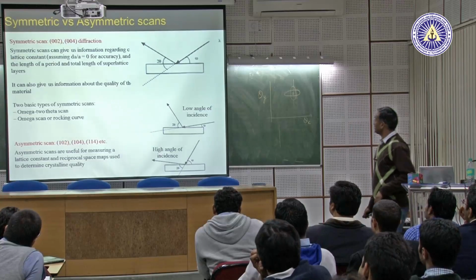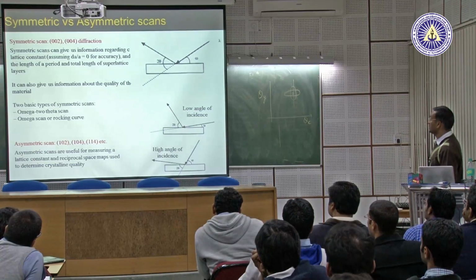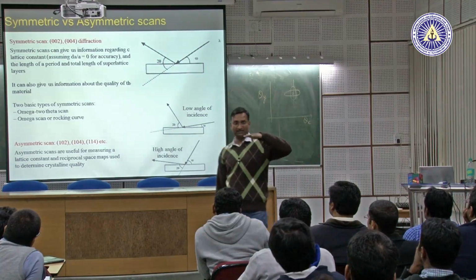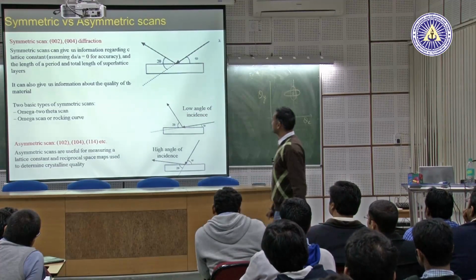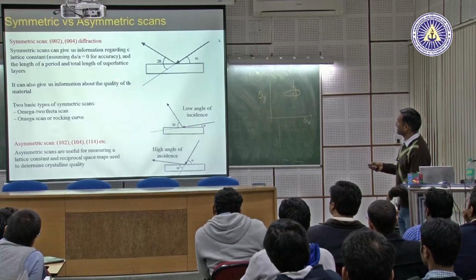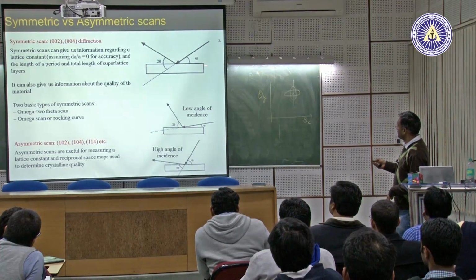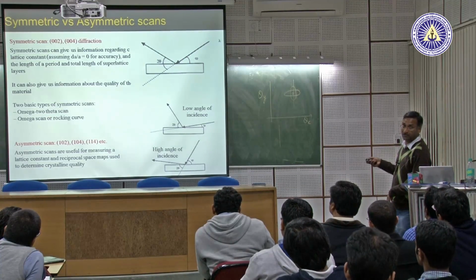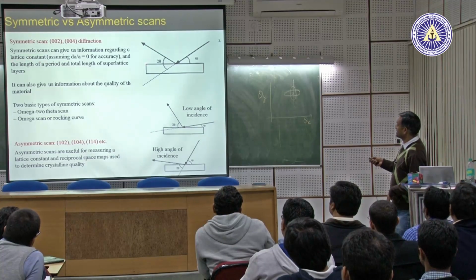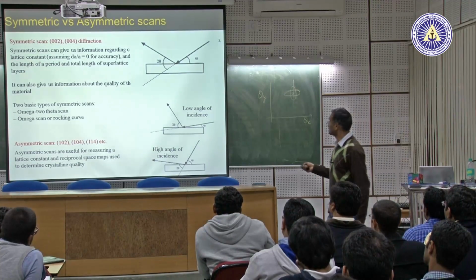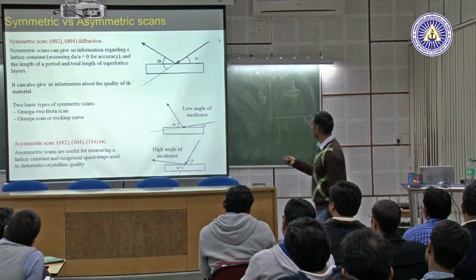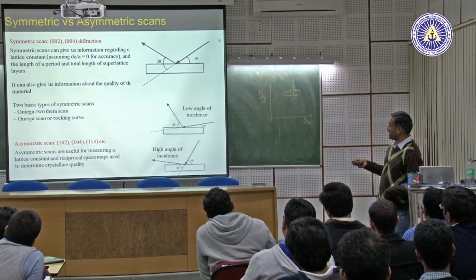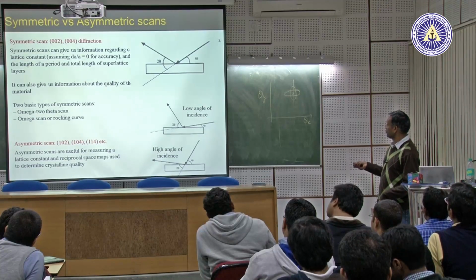Now let us look at what the symmetric versus asymmetric scans are. This sample is typically 001 oriented, which means the 001 type of planes are parallel to the surface. A symmetric scan means you are only exploring the planes which are parallel to the surface, which ensures that omega is equal to theta, or 2 theta by 2 is equal to omega. For C-axis oriented thin films, this gives the information regarding the C lattice parameter, which is in this direction. You do two types of scan for that, either the omega scan or the omega 2 theta scan, which I will come to in a little while.